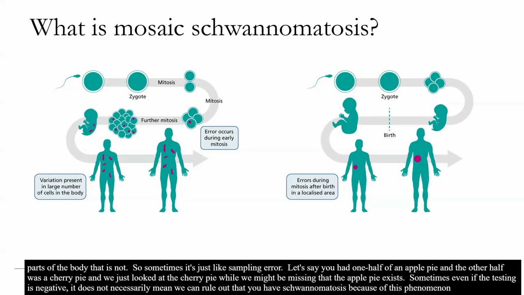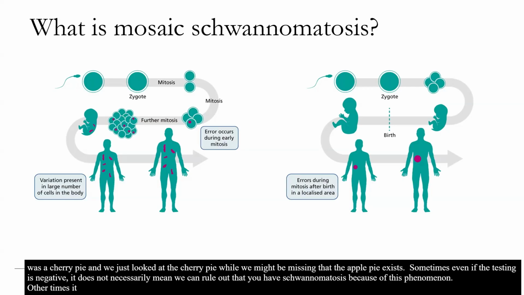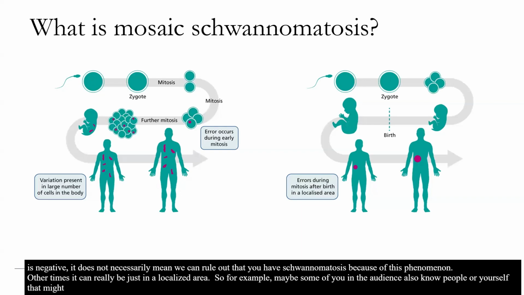Other times it can be just in a localized area. For example, maybe some of you in the audience also know people, or yourself, that might be affected where it's just one arm or one leg that might develop schwannomas, and the rest of your body, you don't have any schwannomas present there.